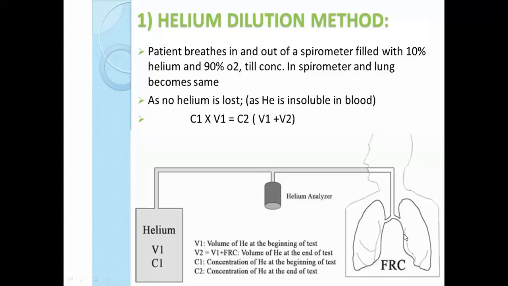Okay, so C1 and V1 we know, C2 also we know, the concentration of helium. V1 is the initial volume of the helium, and V2 is the total volume of the helium after testing. It is a combination of the total volume V1 plus the entire volume of the lungs. That will be obtained by this equation.